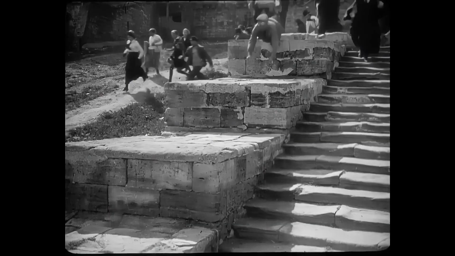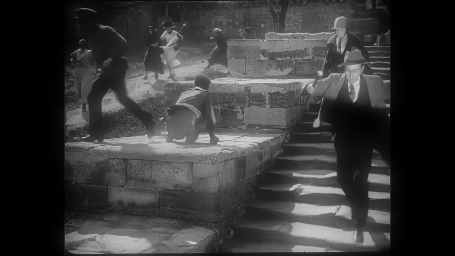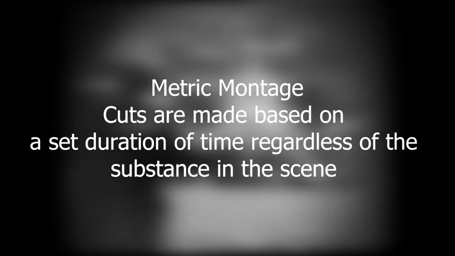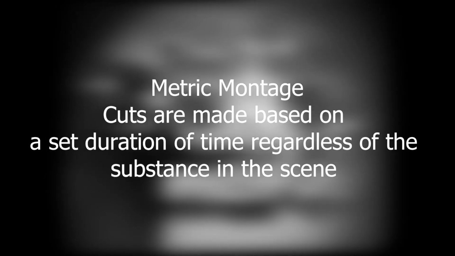Whilst introducing the Cossack soldiers, Eisenstein utilizes metric montage to emphasize their cold, merciless presence. Metric montage occurs when cuts are made based on a set duration of time, regardless of the substance in the scene.